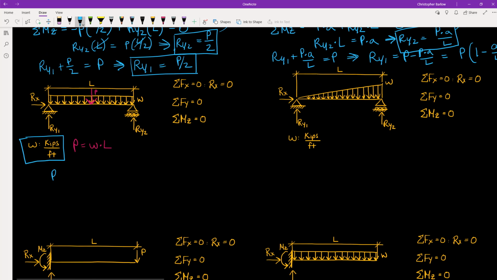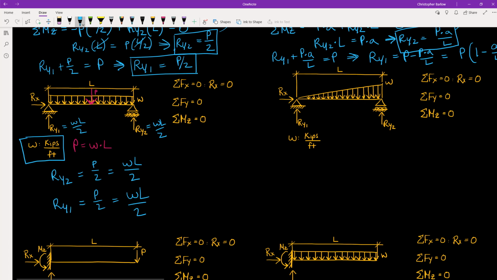So Ry2 will be equal to P over 2, or WL over 2, and Ry1 will be equal to P over 2, or again, WL over 2.